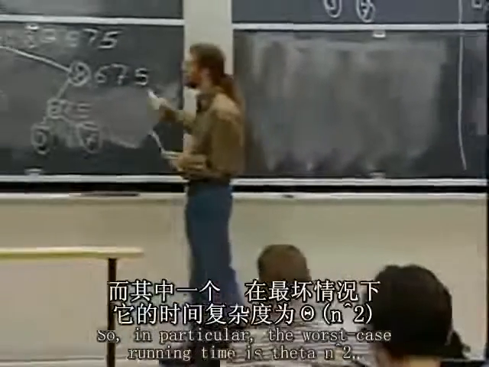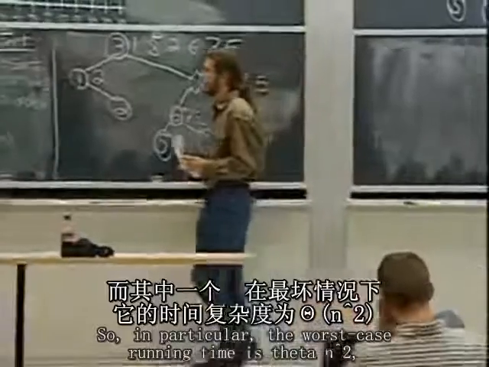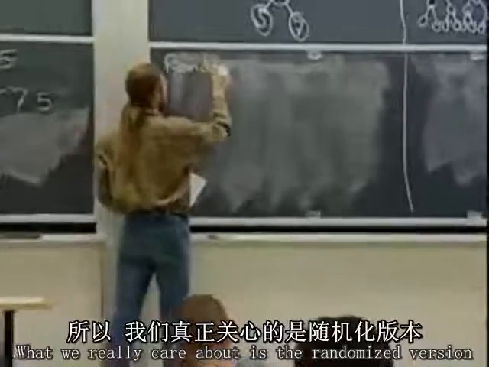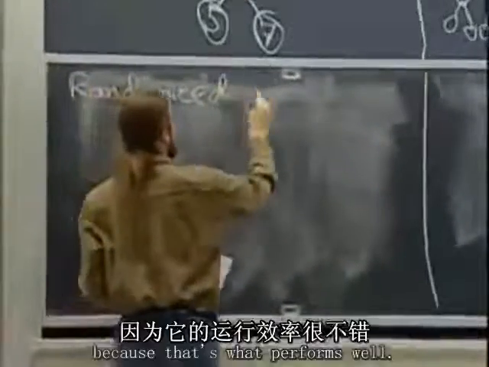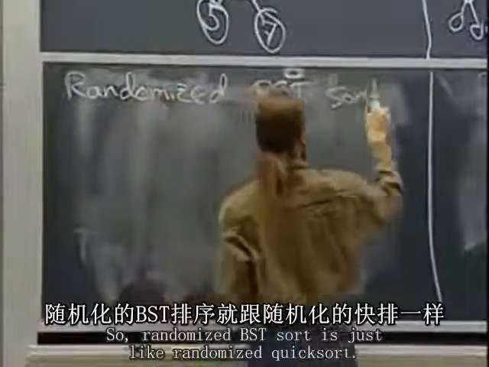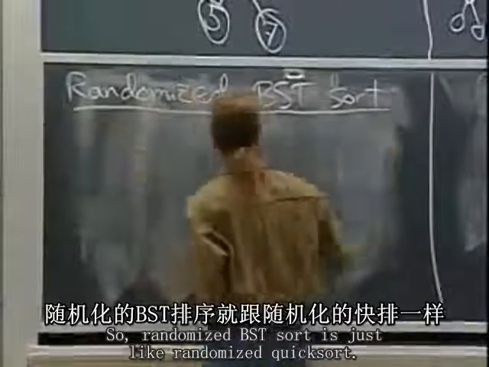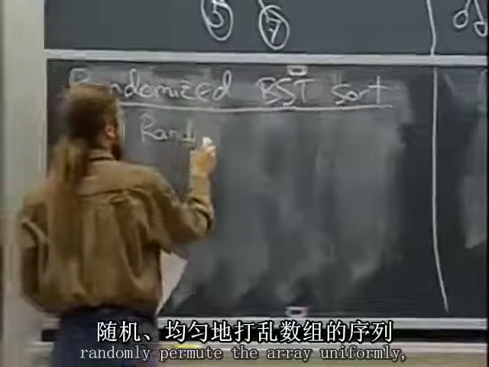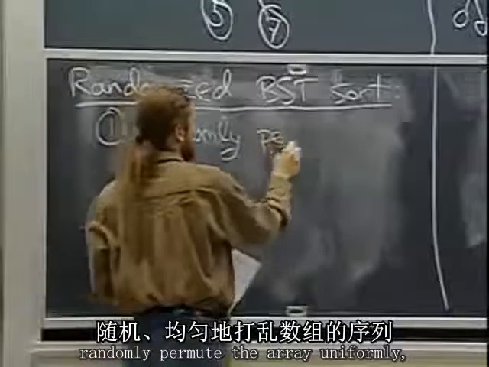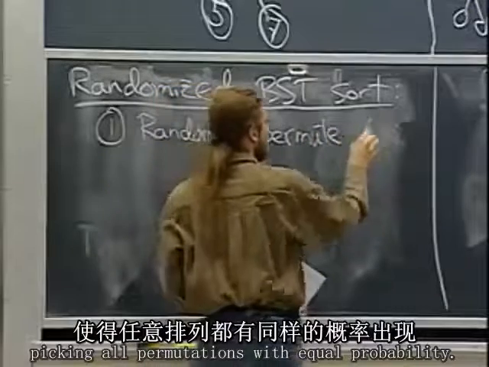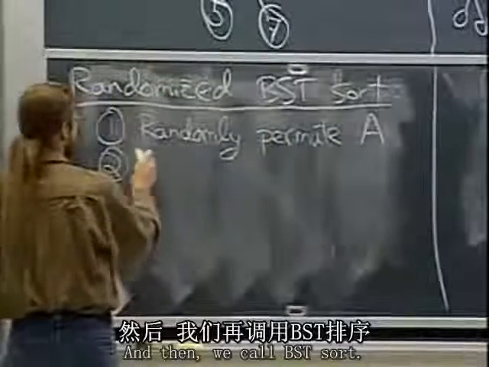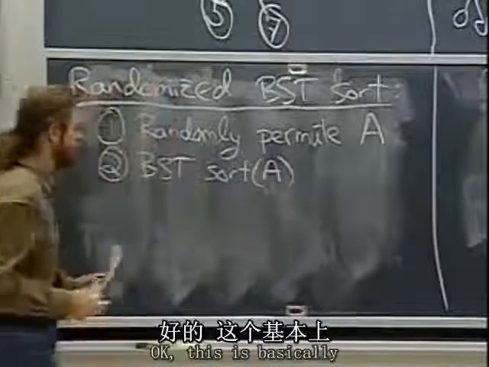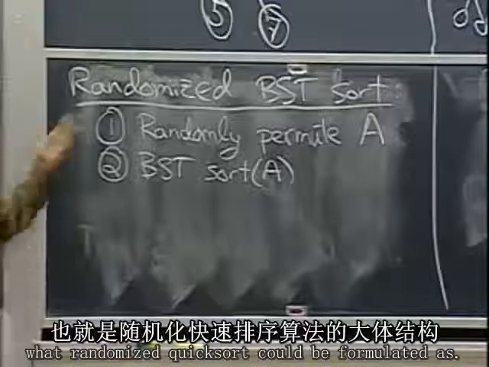So in particular, the worst case running time is theta n squared, which is not so exciting. What we really care about is the randomized version, because that's what performs well. So randomized BST sort is just like randomized quicksort. First thing you do is randomly permute the array uniformly, picking all permutations with equal probability. And then we call BST sort. This is basically what randomized quicksort could be formulated as.